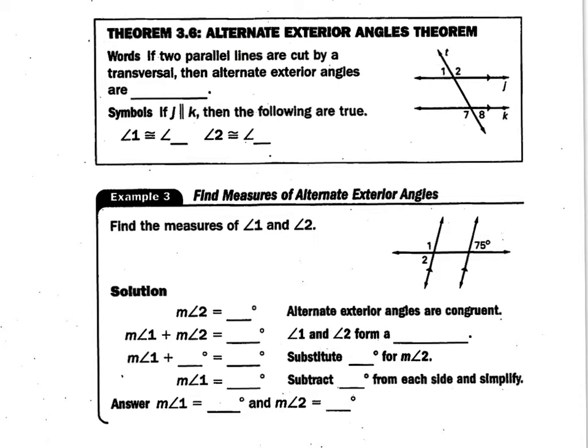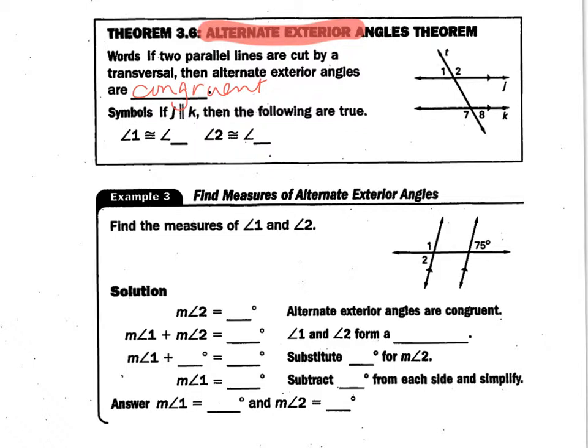Here's a third theorem. Remember, the first one says if two lines are parallel, the corresponding angles are congruent. The second one said, same condition, if two lines are parallel, the alternate interior angles are congruent. This one is the same thing, except that now we're talking about alternate exterior, and these angles are also congruent.